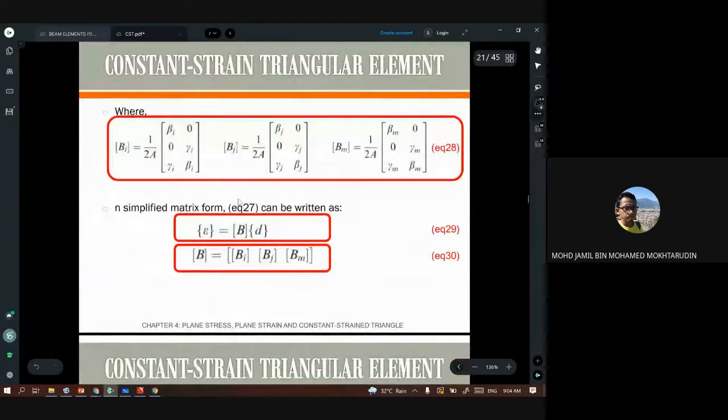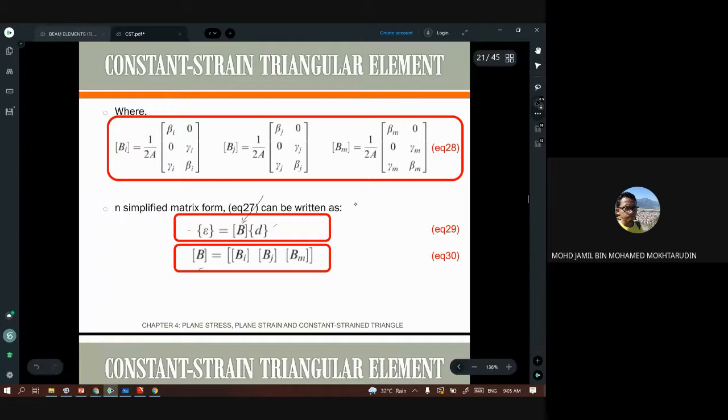So this is one of the important formulas we will use later. Strain equals B times the displacement. This relationship 29 here relates the strain and the displacement of each node. Okay, so the matrix B is given here.